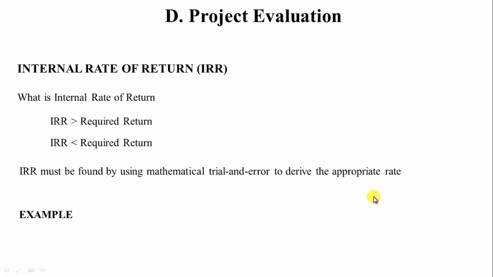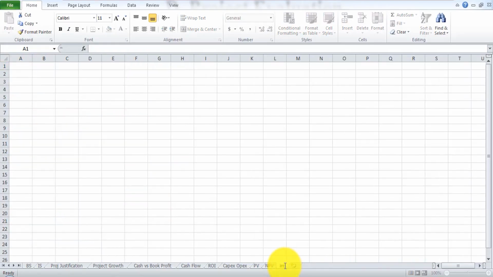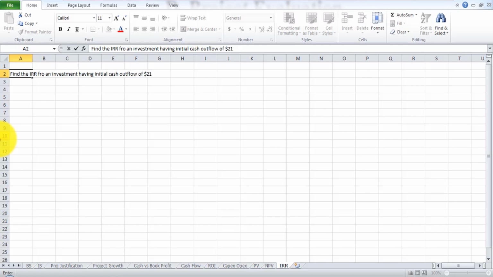So let's look at an example for this, and then I'm pretty sure this is going to be crystal clear to you guys. Coming to an example, where's my example sheet? We'll name this IRR computation, internal rate of return. Okay, so let's find the internal rate of return for an investment having an initial cash outflow of, let's say, $212,000.